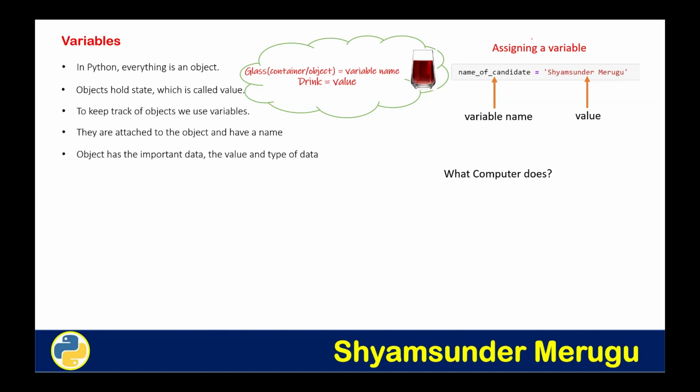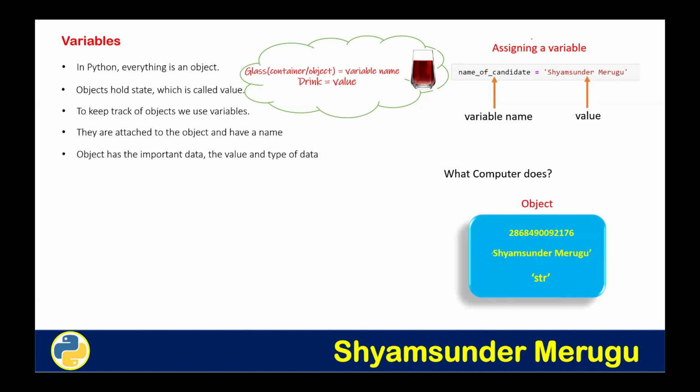Now what is actually happening behind the scenes when we assign a value to a variable? The moment we assign a value to a variable, one object will be created immediately. As we know, the object is going to hold important information like ID, value, and the type of that data. The value is the data, or information, we call. So immediately this object will be kept track of by the variable name. The variable name here is name of candidate.